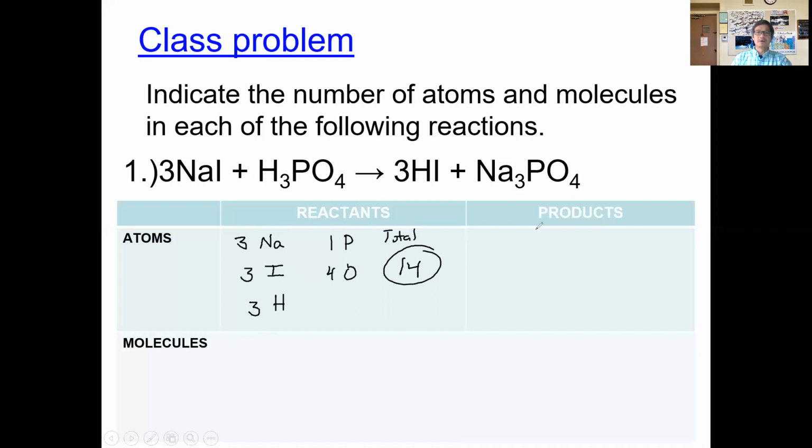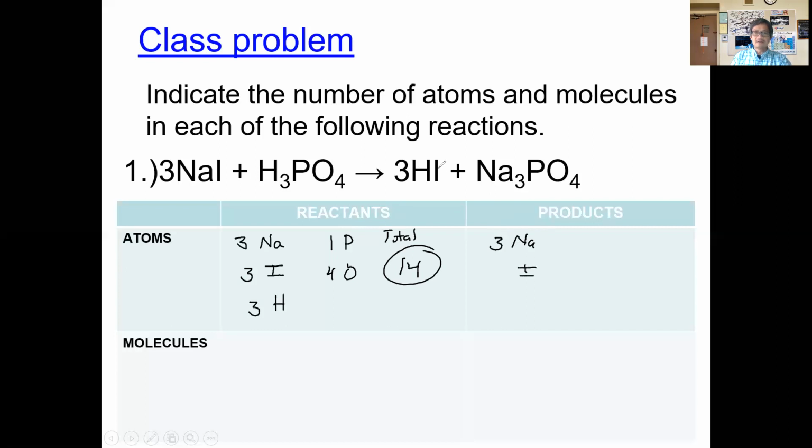Let's jump over to the product side here and do the same thing. Starting out here, I'm sorry, let's start out with sodium. Here's sodium. If you notice, there's a little subscript here next to sodium with 3, which tells us that we have 3 sodium atoms. Let's count iodines.